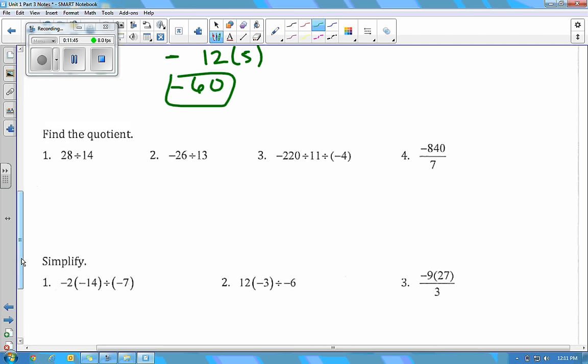Number 1 here, I have 28 divided by 14, which is 2. They're both positive. Final answer is positive. Okay. Number 2, negative 26 divided by 13 is also 2, but I have a negative divided by a positive, so it's a negative answer.